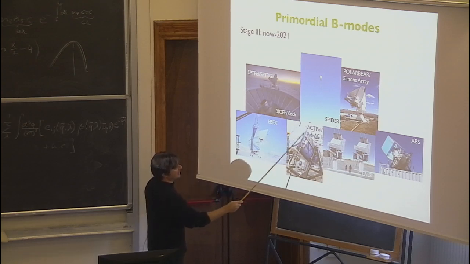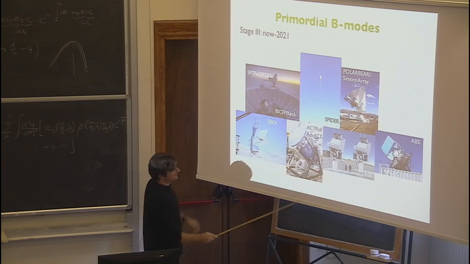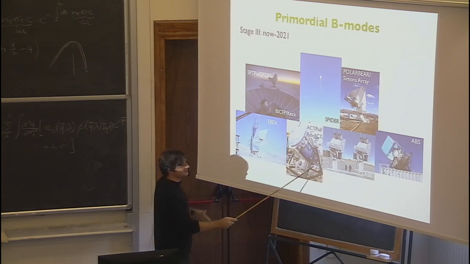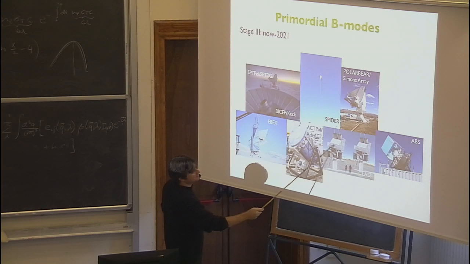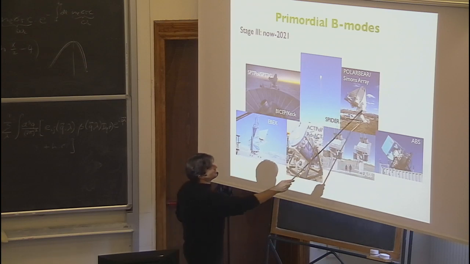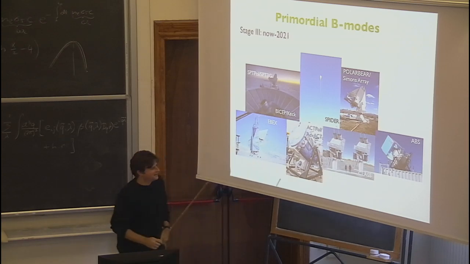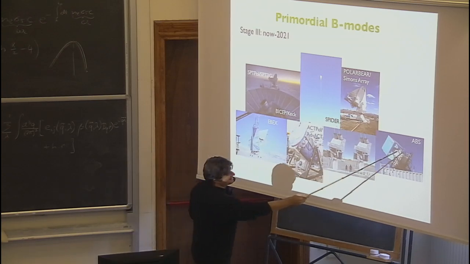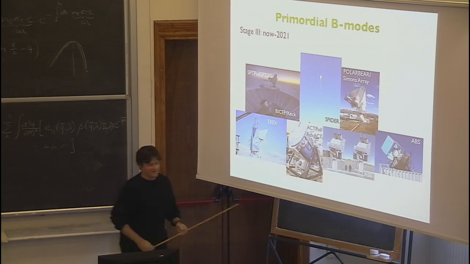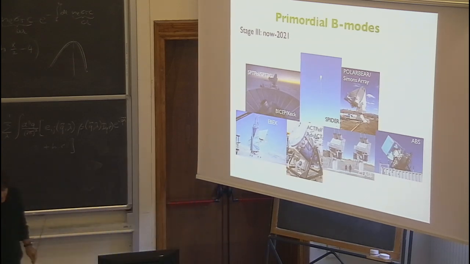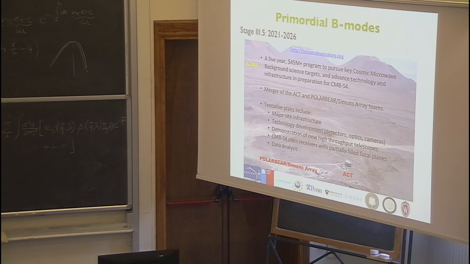This is ACTPol with the colorful Atacama receiver here. This is an instrument that just started taking data. This is obviously still an artist's rendition of it, but they're starting to take data at 40 gigahertz. This is Polar Bear. From the name, you can guess it wasn't always meant to be in the Atacama Desert. Then there is ABS, the Atacama B-mode Search. So these are some of the instruments that are taking data.